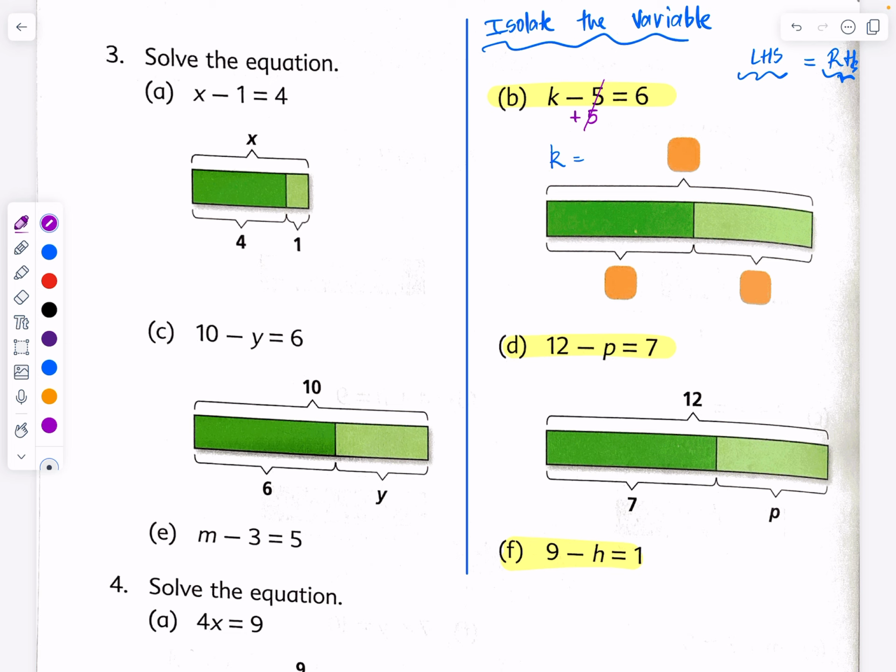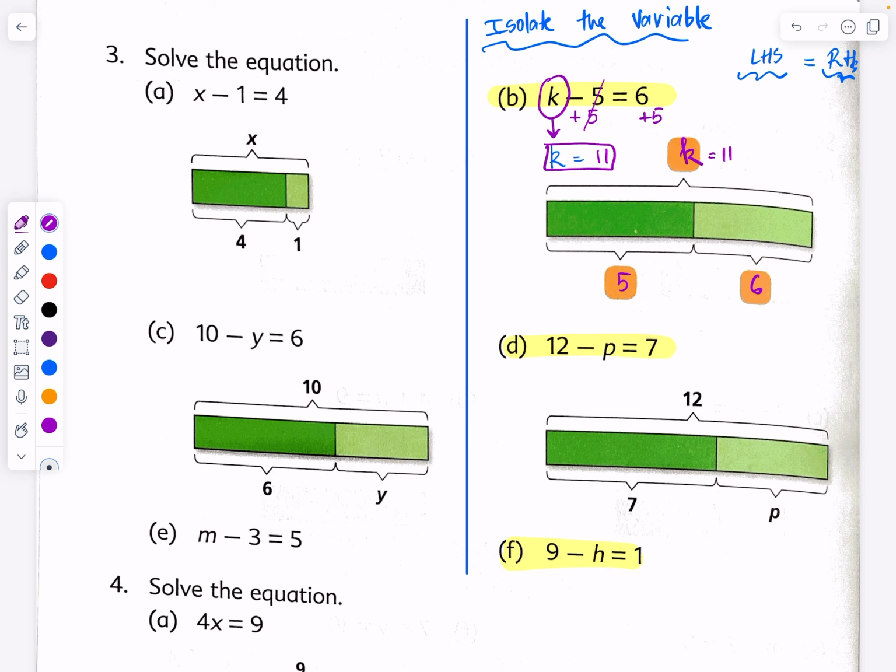According to the rules of equations, what we do to the left, we must do to the right. So we must add, oh, so sorry, not 6, of course, it's plus 5 to both sides. On the left-hand side, we have this variable k all by itself. And on the right-hand side, we end up with 6 plus 5, which is 11. So k minus 5 gives us 6, and of course, k must be equal to 11.